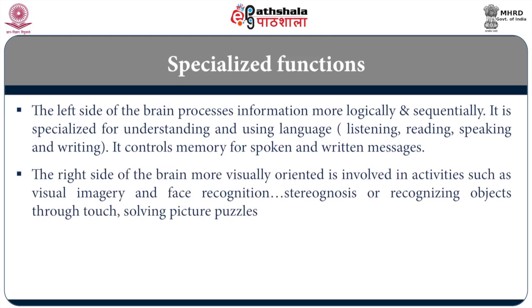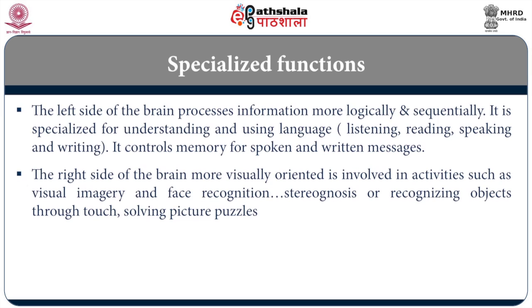The right side of the brain, on the other hand, is more visually oriented. It helps us locate objects in space, solve picture puzzles, appreciate art and music, and recognize objects by touch. Suppose you close your eyes and I put a small piece of chalk, a pencil or an eraser in your hand, you can still recognize it. You don't have to see it. You are able to do that because your right hemisphere is helping you. Recognizing objects by touch is called stereognosis.